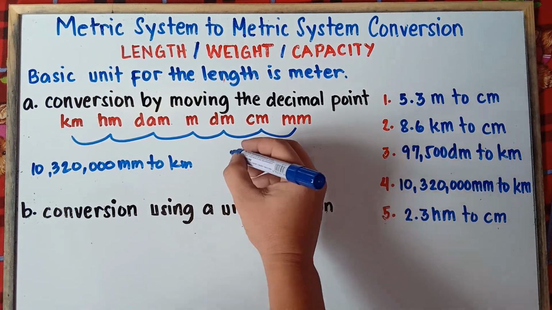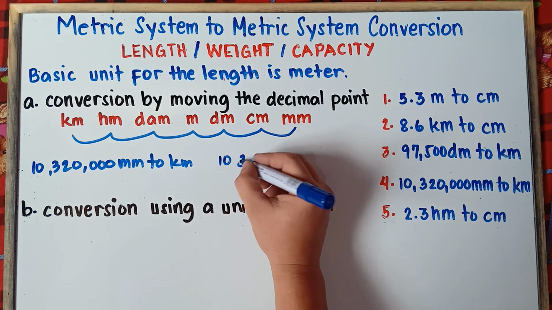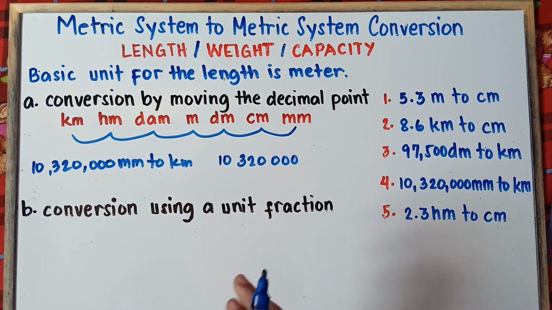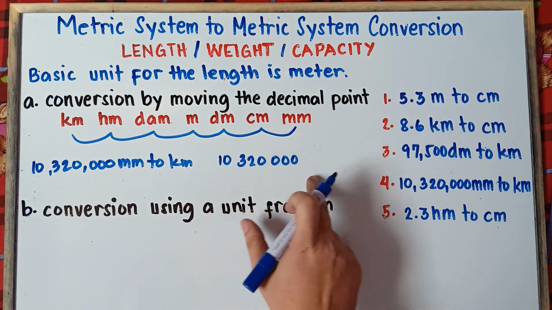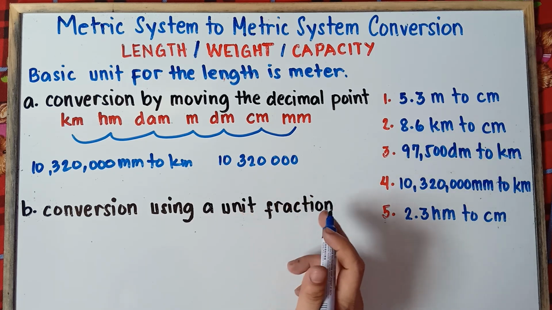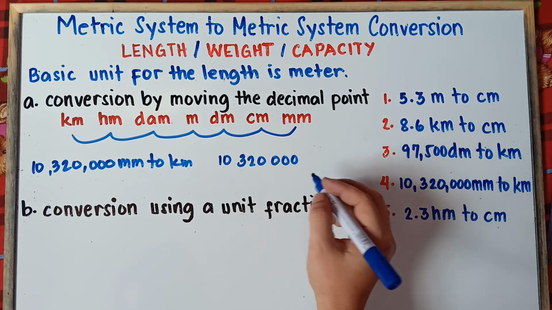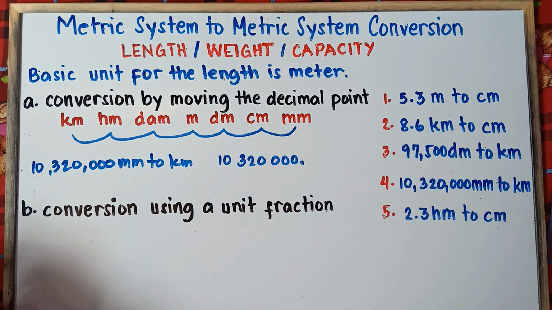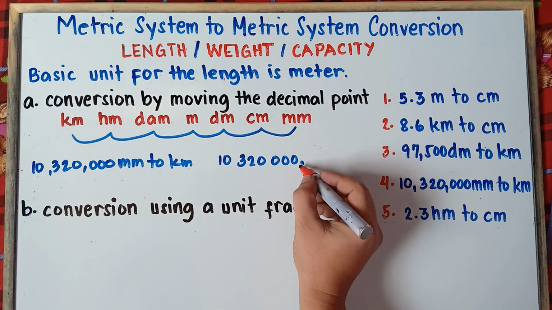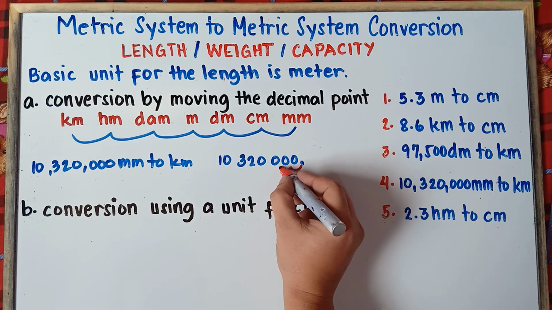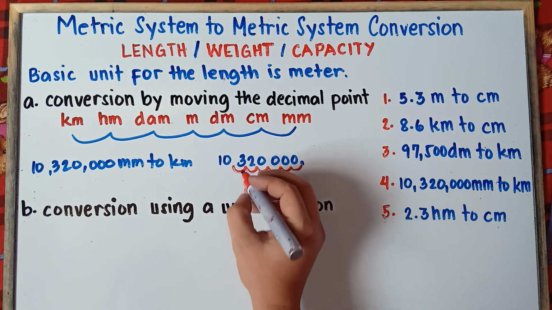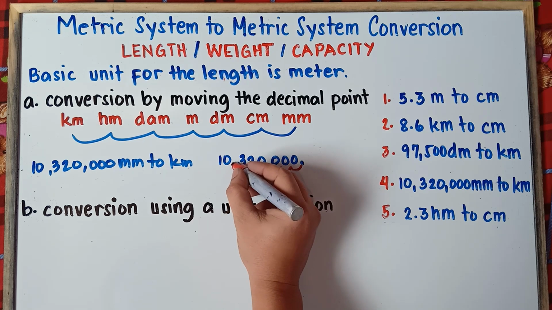So our given is 10,320,000. Now the decimal point, class, if you didn't see any decimal point in this whole number, understand, class, that the decimal point is always after the whole number. The decimal point is here. And we need to move 6 units going to the left. So 1, 2, 3, 4, 5, then 6. So therefore, the decimal point will be here.